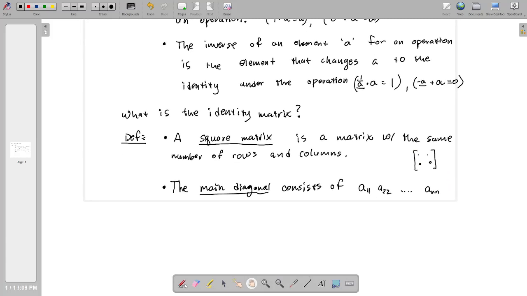So for instance, if we had a matrix 1, 2, 3, 4, our main diagonal consists of 1 and 4. This would be A11, this would be A22. And we could get even larger, and we would have this as our main diagonal. 1, 6, 11, 16. A11, A22, A33, A44.